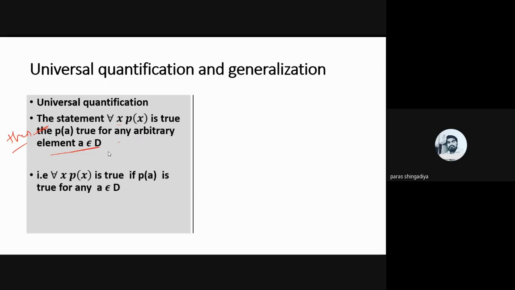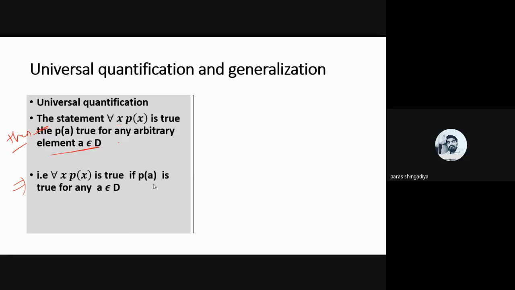Okay, that is known as a universal quantification. The statement "for every x, P(x)" is true if P(a) is true for any arbitrary element a belonging to D. That is the meaning here: "for every x, P(x)" is true if P(a) is true for any a belonging to D. That is known as a universal quantification.